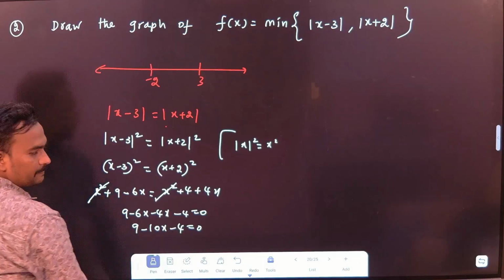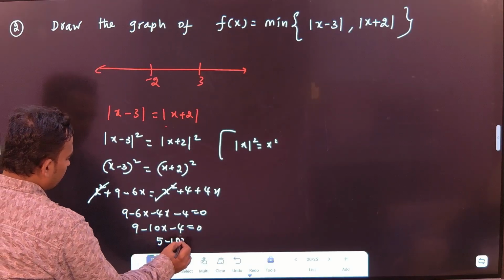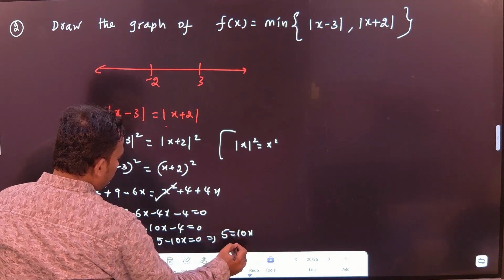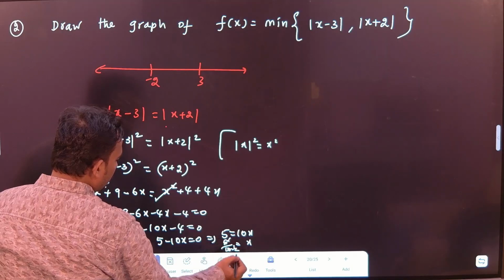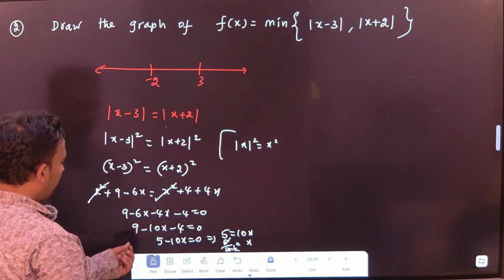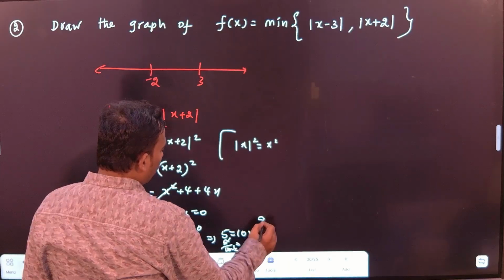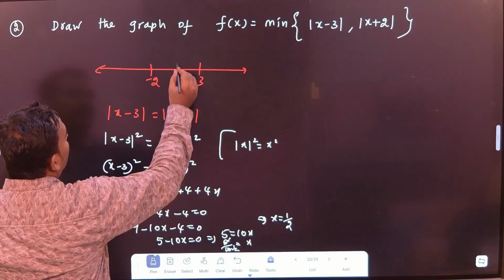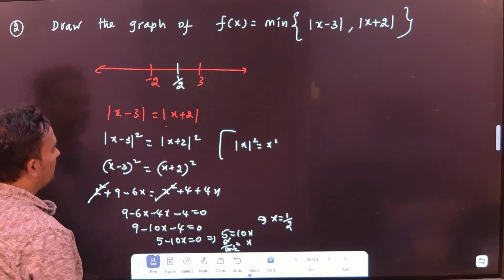9 minus 10x minus 4 equal to 0. That means what? So 9 minus 4 is 5. 5 minus 10x equal to 0. This implies 5 is equal to 10x. So that means x is equal to 5 by 10, that is 1 by 2. Right? So one more critical point, x equal to 1 by 2. So therefore, you can include this one, 1 by 2, right?